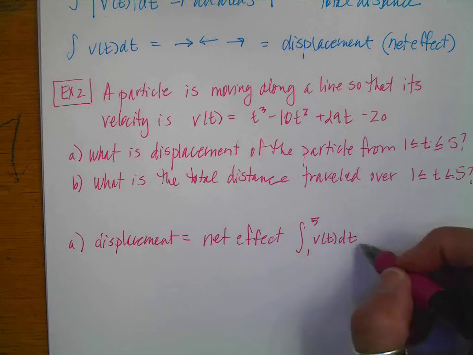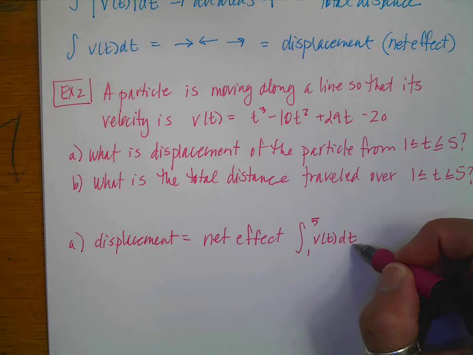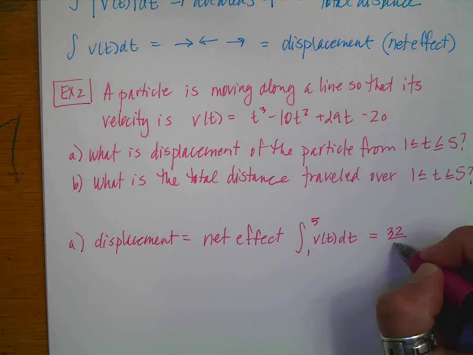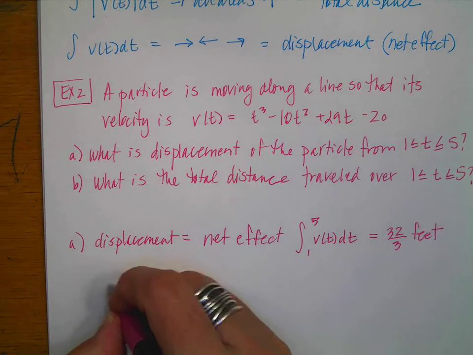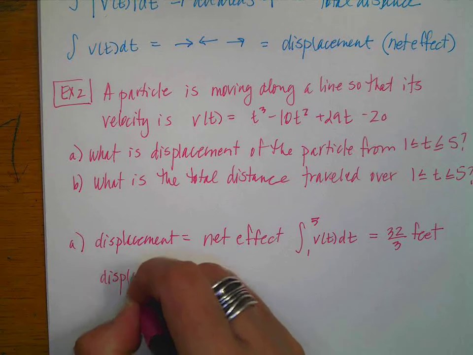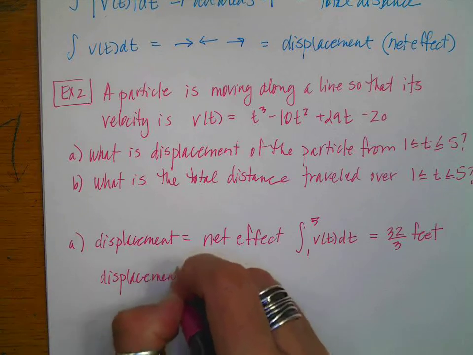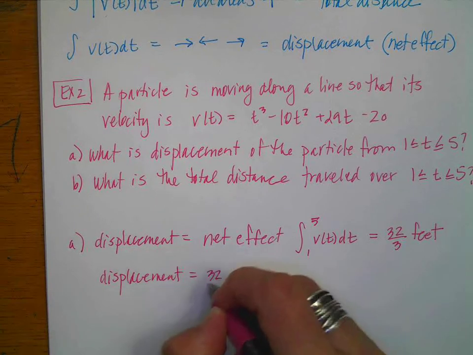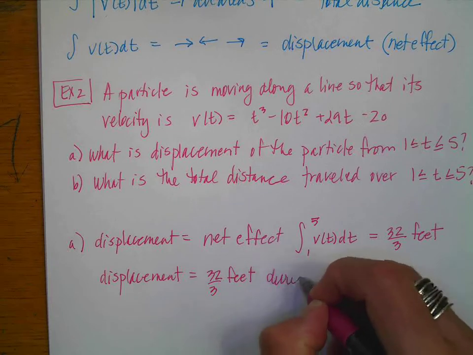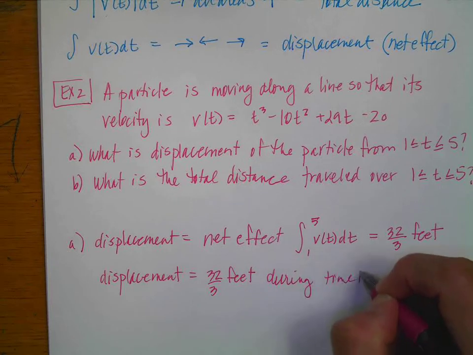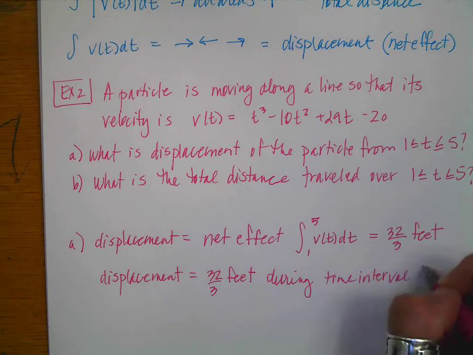And for purposes of discussion, in theory, you could put this in your calculator and get a value, because doing the integration is not the focus. It's just talking about what does that integral represent. If I did that math, I would get 32 over 3 feet. And so then I would write that my displacement, as I report my answer, is equal to 32 over 3 feet during the time interval from 1 to 5.